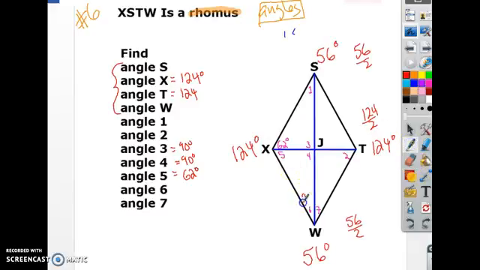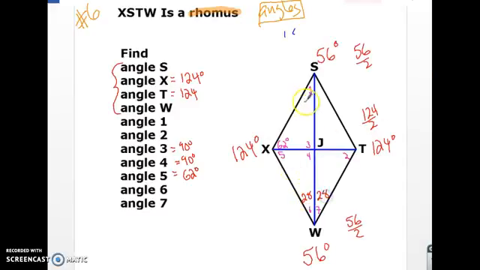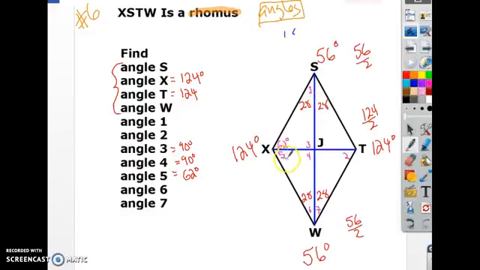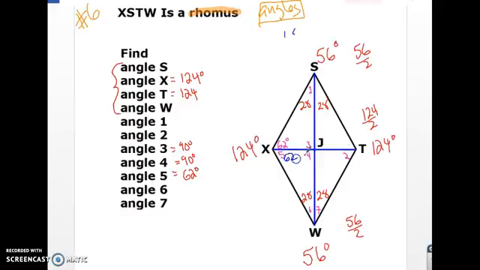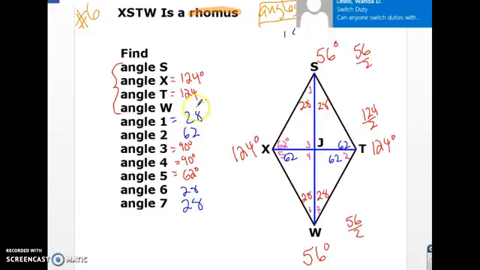Each one of these angles is 28, 28, 28, 28. Each one of these angles is 62, 62, and 62. So angle 1 is 28. Angle 2 is 62. Angle 7 is 28. Angle 6 is 28, and angle 7 is also going to be 28. So we have all of our answers here, as well as written in these portions right here.